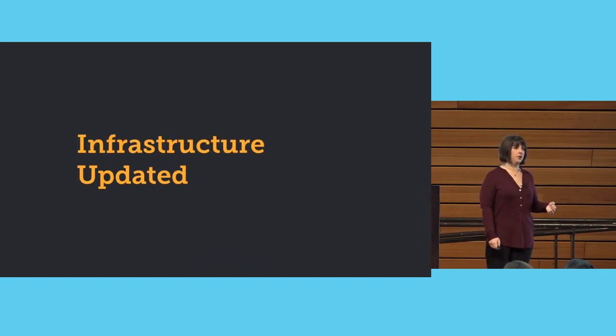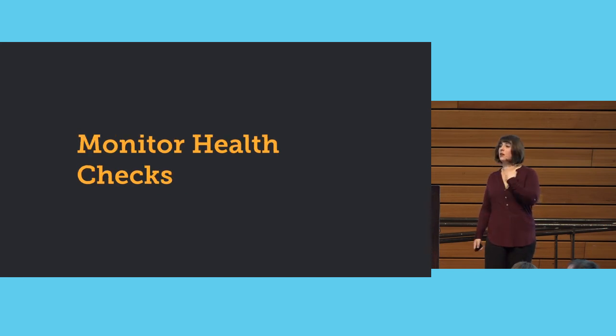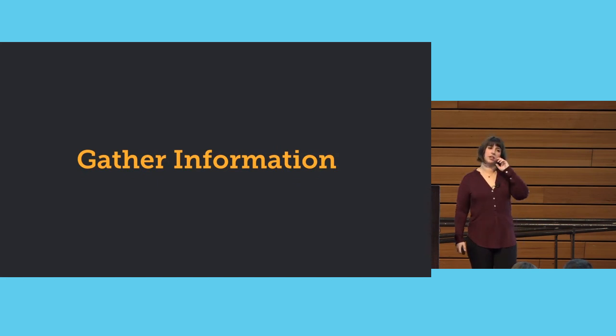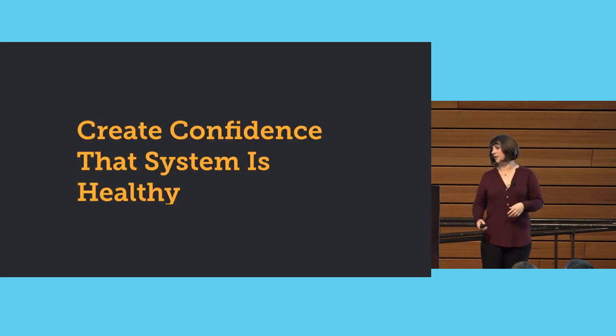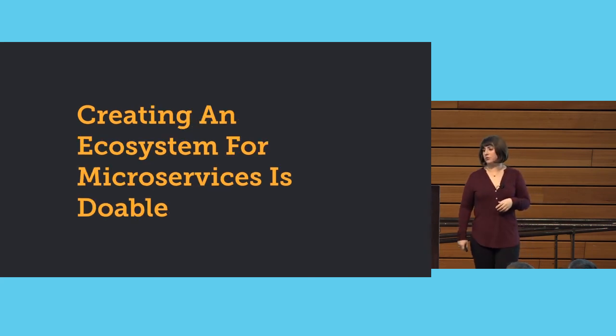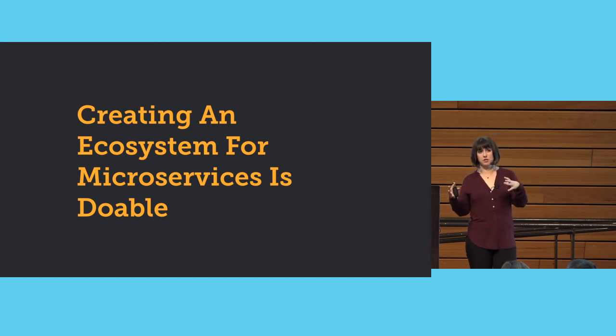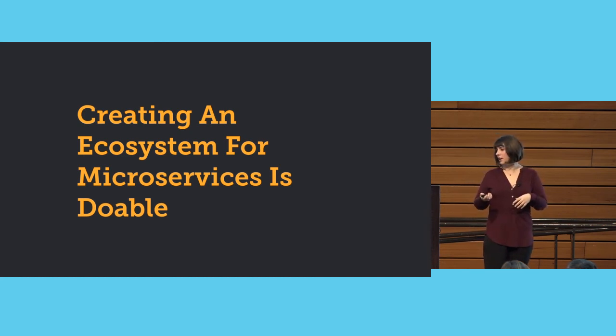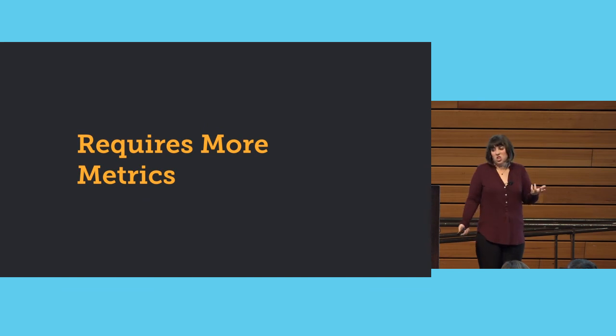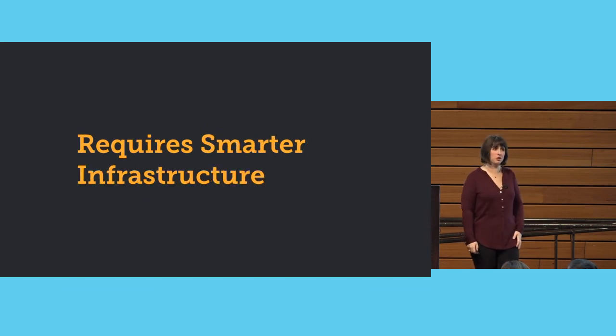Your infrastructure needs to be updated. There is a lot of infrastructure that needs to be in place so that you can have a really resilient and highly available system. So things like monitoring and health checks, something needs to do that. It's all about gathering that information to, again, create confidence that your system is healthy, to create an ecosystem surrounding your microservices so that they can thrive. And this requires more metrics and smarter infrastructure.